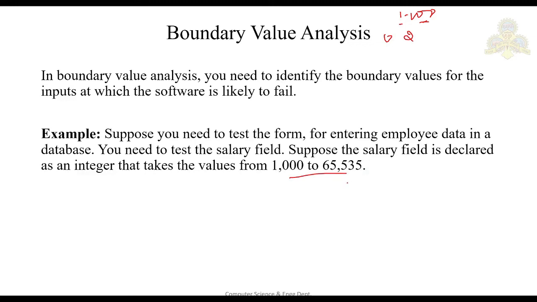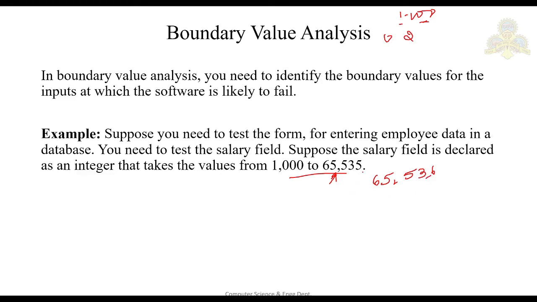First you have to give the boundary value, the maximum value 65,535, and check whether your record can be saved. Okay, then you have to give an invalid boundary value like 65,536. Give this value and submit the form. Check whether you are getting an error or not. If the error is coming, then the code is properly handled. If this is saved, then it is a problem.